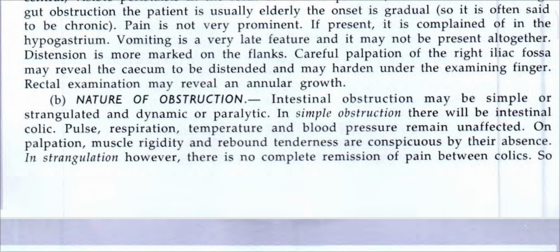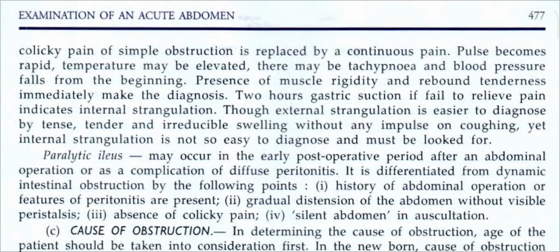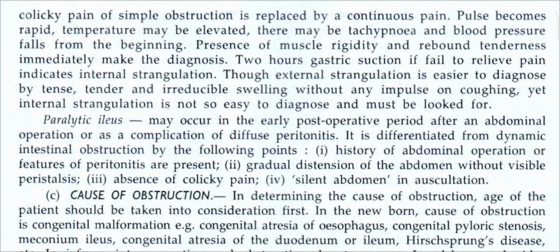In strangulation, however, there is no complete remission of the pain between colics, so the colicky pain of simple obstruction is replaced by continuous pain. Pulse becomes rapid, temperature may be elevated, there may be tachypnea, and blood pressure falls from the beginning. Presence of muscle rigidity and rebound tenderness immediately makes the diagnosis. Two hours of gastric suction, if failed to relieve pain, indicates internal strangulation. Though external strangulation is easier to diagnose by a tense, tender and irreducible swelling without any impulse on coughing, internal strangulation is not so easy to diagnose and must be looked for.